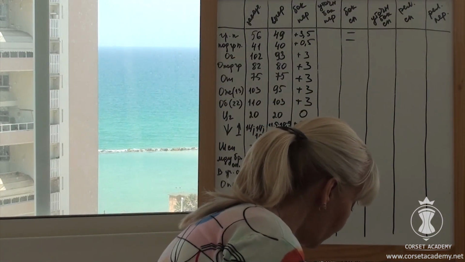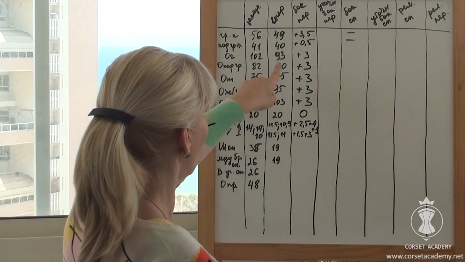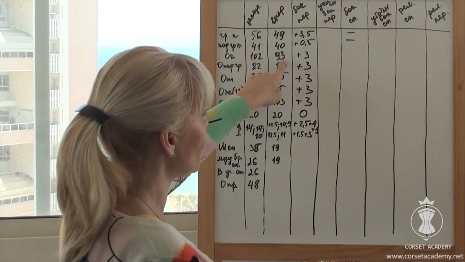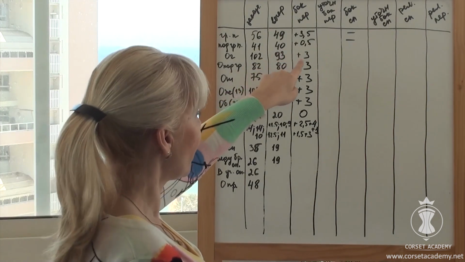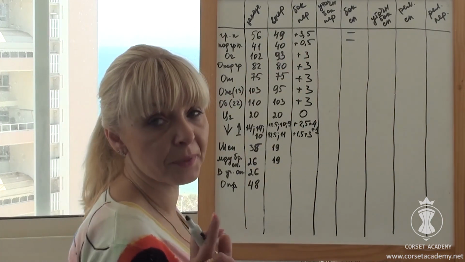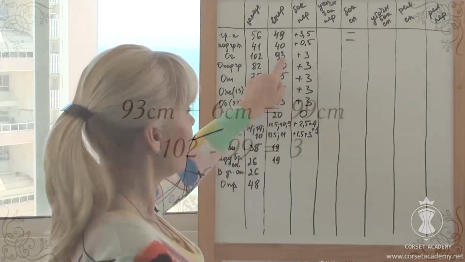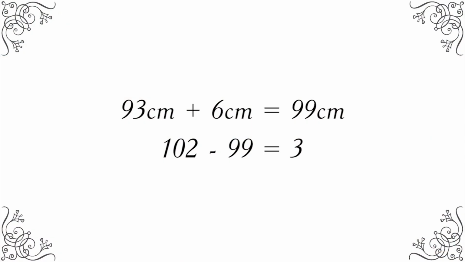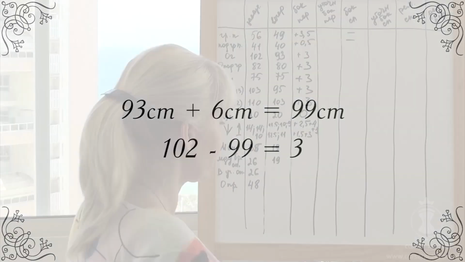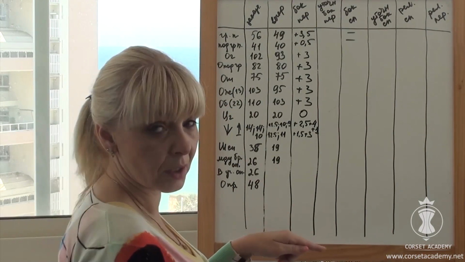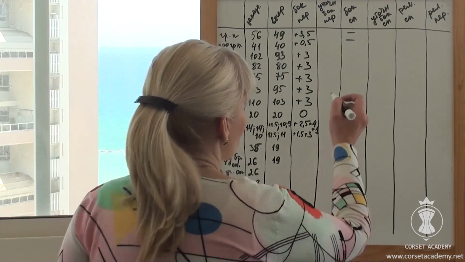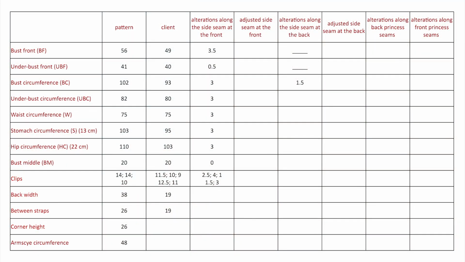Bust circumference. It is 102 centimeters on the client and 93 centimeters on the pattern. However, I have already expanded the pattern by 3 centimeters from each side, a total of 6 centimeters. 93 centimeters plus 6 centimeters equals 99 centimeters. 102 centimeters minus 99 centimeters equals 3 centimeters. I divide it in half. As a result, I need to expand the back by 1.5 centimeters from each side. I write 1.5 centimeters in the table.